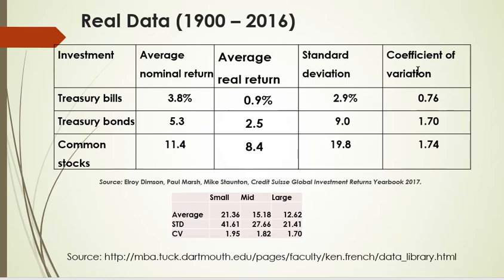We're going to discuss these other two statistics later on, but just safe to say right now, standard deviation measures risk, and the coefficient of variation is used to compare assets, so it gives us a relative measure of risk. And as you can see here, common stocks have a much higher risk level than the other two assets have.